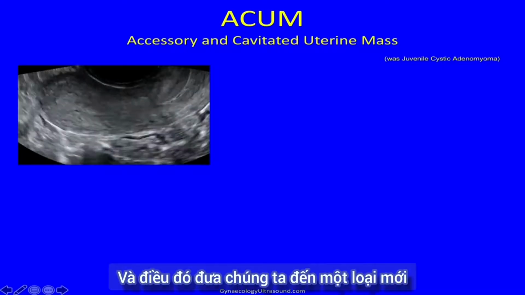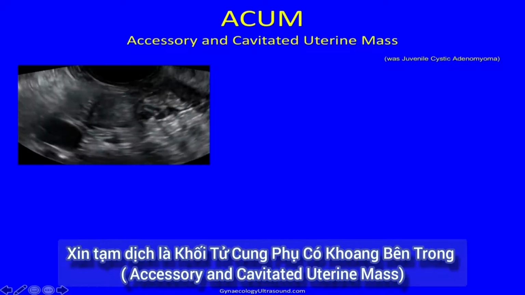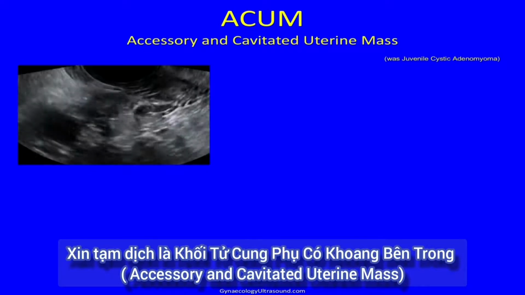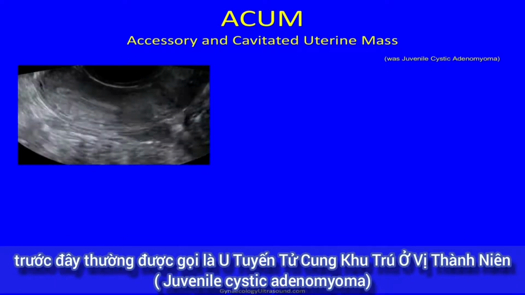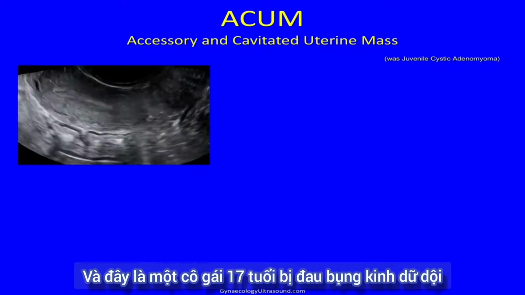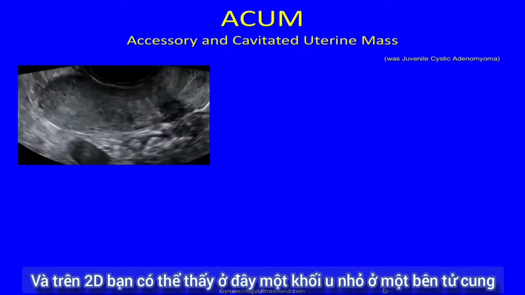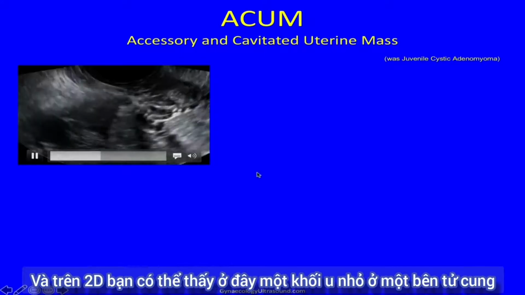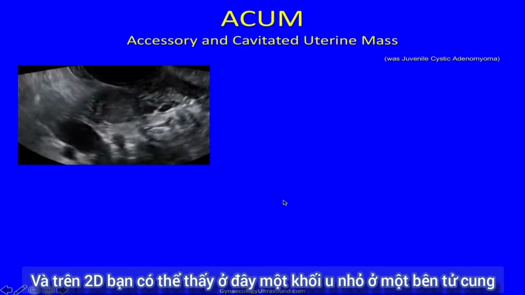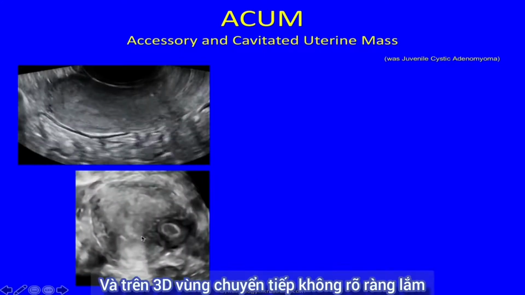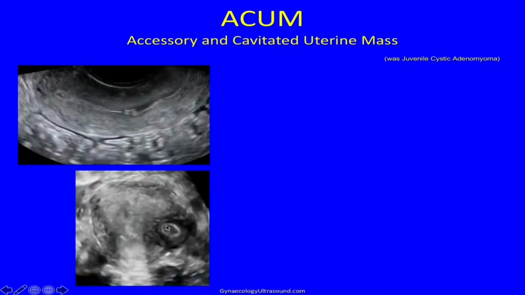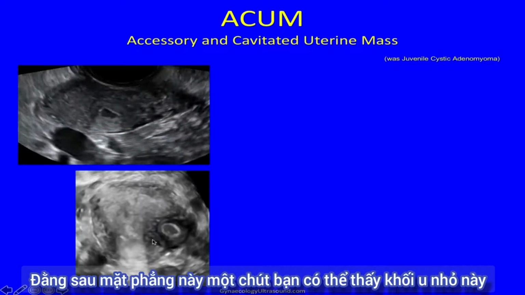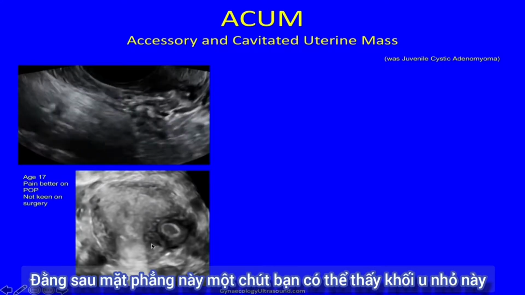And that takes us on to a new entity called accessory cavitated uterine mass, which used to be called juvenile cystic adenomyoma. And this is a 17-year-old girl with intense dysmenorrhea. And on 2D, you can see that there's this little mass over to one side of the uterus. And on 3D, it's slightly indistinct, but this is a normal shaped cavity, and just slightly behind that plane, you can see this little mass.